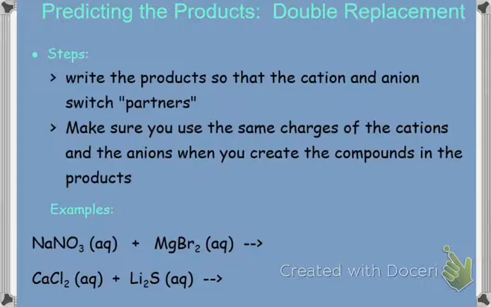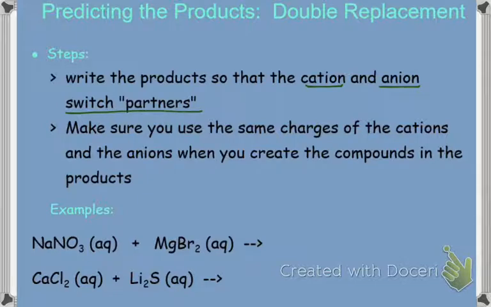So we know that the pattern is that the cation and the anion will trade partners. So what's bonded to what simply flips. We have to make sure we consider the charges of the cations and anions to make sure we have the right formulas at the end before we attempt to balance.